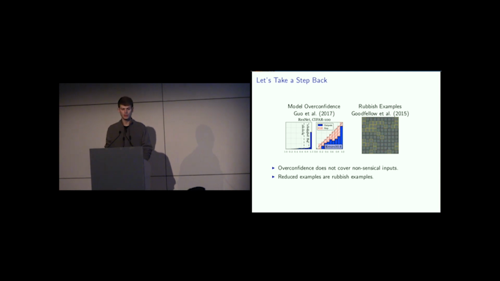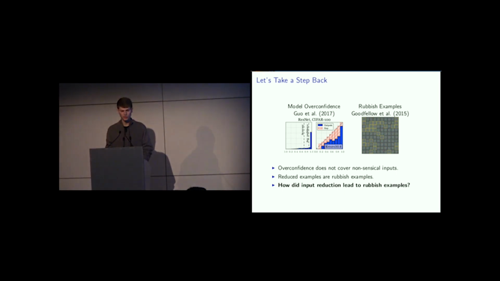Instead, these reduced examples better fit the definition of what's called rubbish examples. Rubbish examples are inputs which a human would classify as not belonging to any class. So for example, here we see these static images, just kind of static noise, and the model predicts horse every time the box is highlighted in yellow. So these reduced inputs fit this definition of rubbish examples. A human would say, okay, this doesn't really belong to any class, yet the model's predicting high confidence. So now we've narrowed our question: how did input reduction lead to rubbish examples?